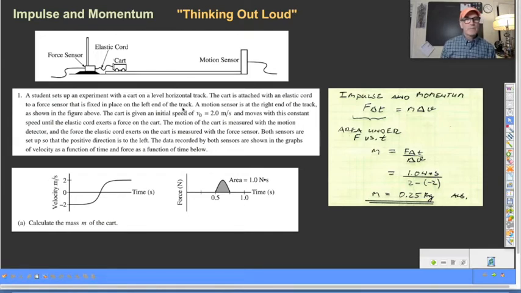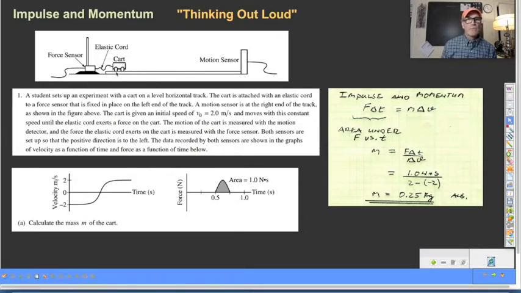A student sets up an experiment with a cart on a level horizontal track. There it is. The cart is attached with an elastic cord to a force sensor that is fixed in place on the left end of the track. A motion sensor is at the right end of the track, as shown in the figure above. The cart is given an initial speed of 2 meters per second and moves with a constant speed until the elastic cord exerts a force on the cart, which is then going to return it back to the original position.